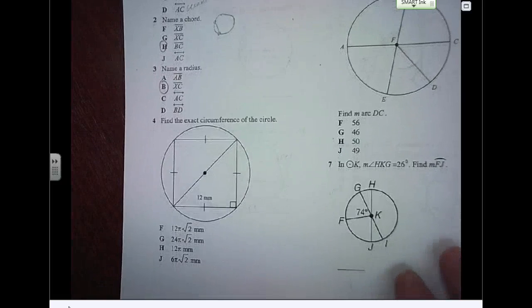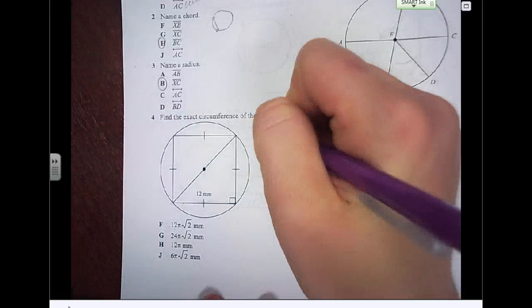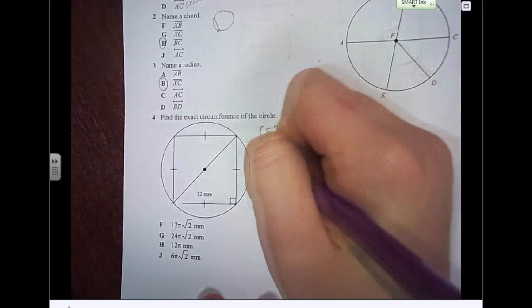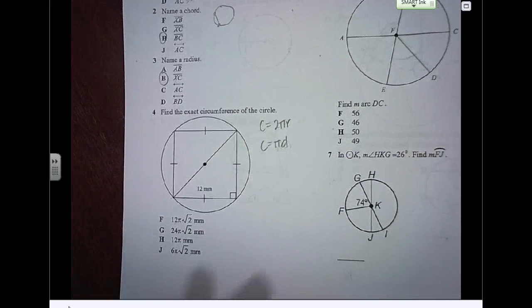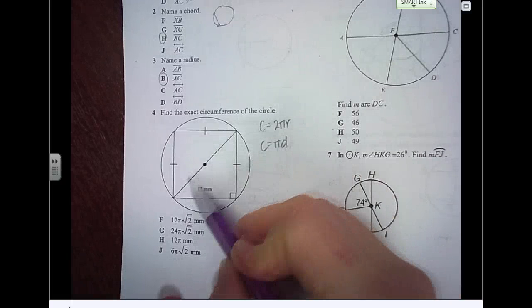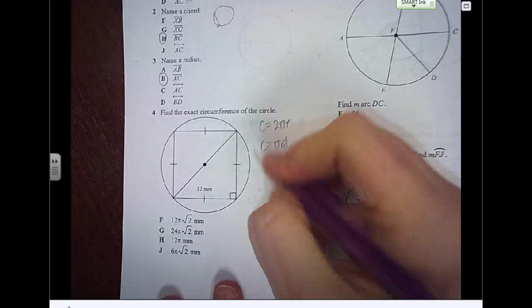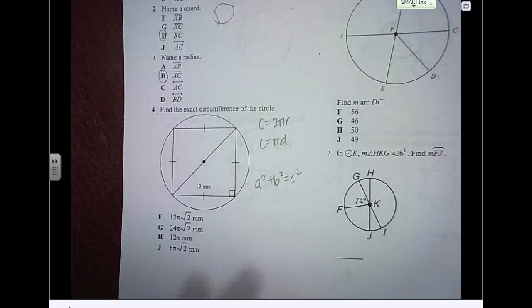Number 4, find the exact circumference of the circle. So first, let's do our two formulas. We have 2 pi r and pi d, and you'll be given those tomorrow. So we need to know either the radius or the diameter. Right now, we don't know this, but because it makes a right triangle, let's use Pythagorean Theorem to go ahead and find that other side of the triangle, or the hypotenuse.